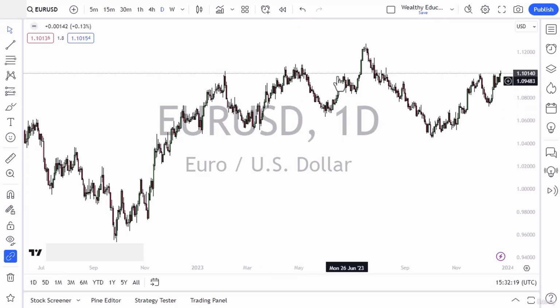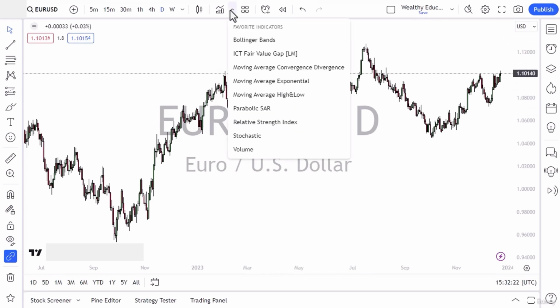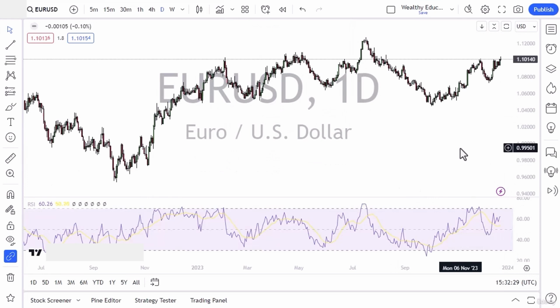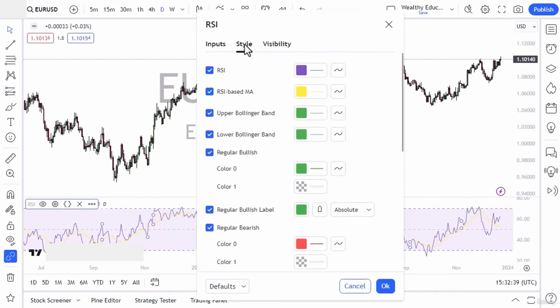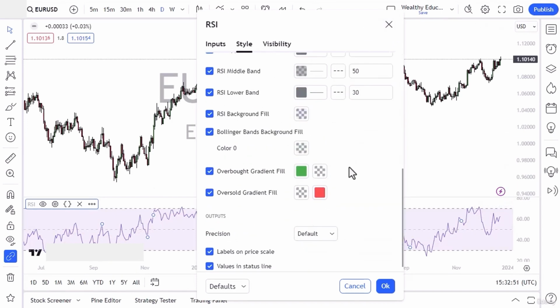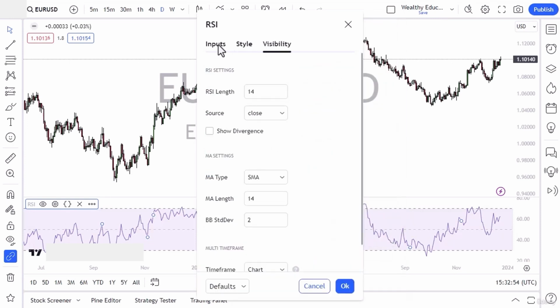So in front of you, I have the euro dollar daily chart. I'm going to go ahead and click on this, and the first one that I will look at is the RSI, Relative Strength Index. And you see it brings up a window down here that you, of course, can change the settings. So, for example, you can put the RSI-based moving average, which is that yellow line on top of it. Most people don't use that. But it is something that you can do.